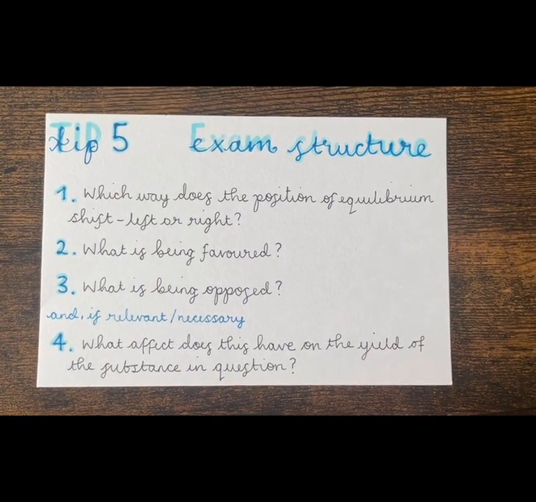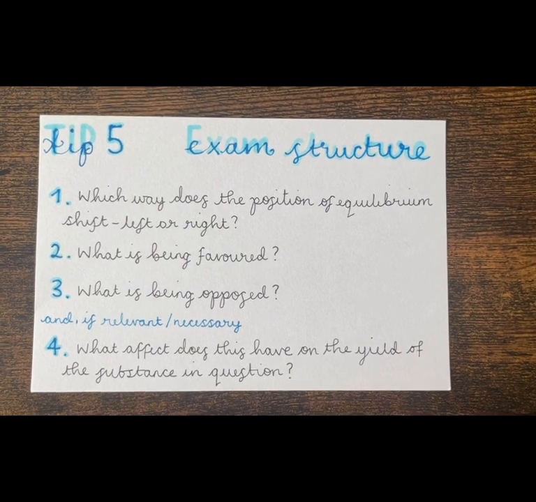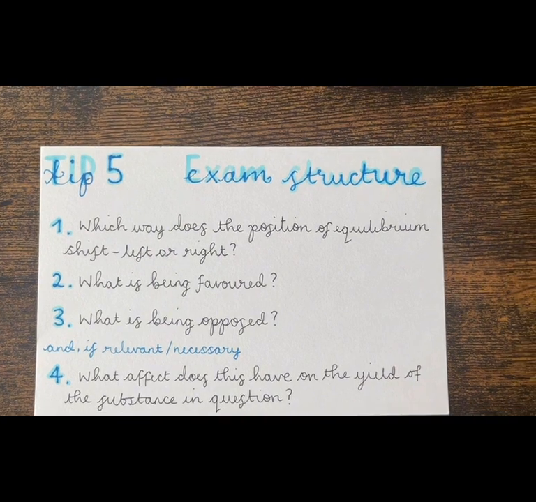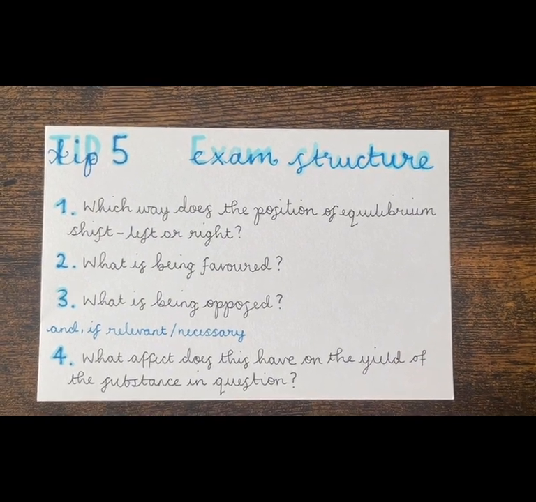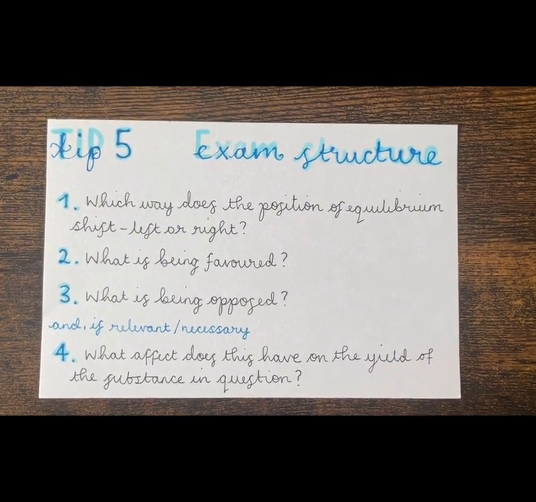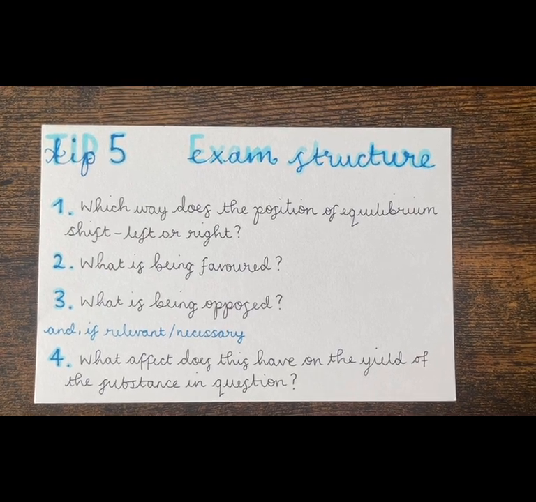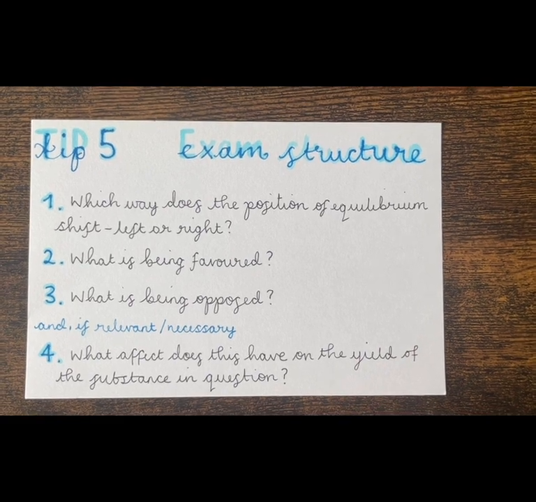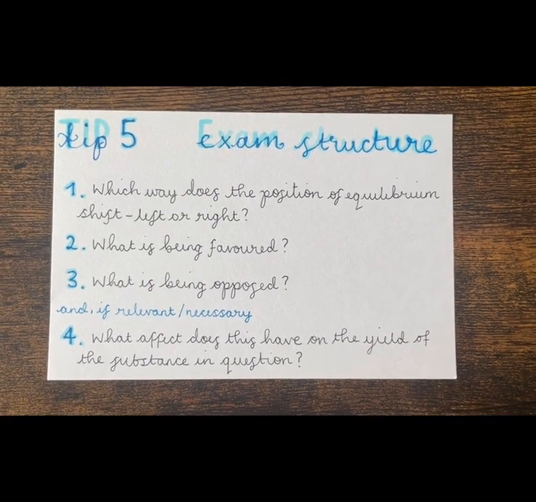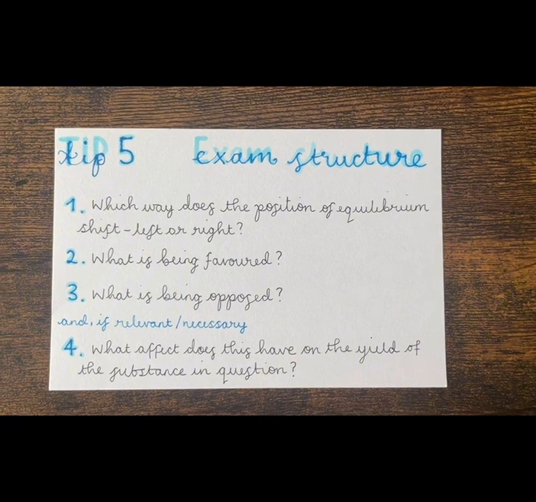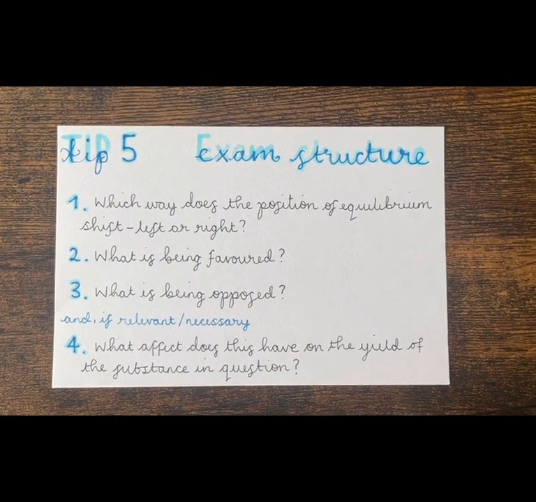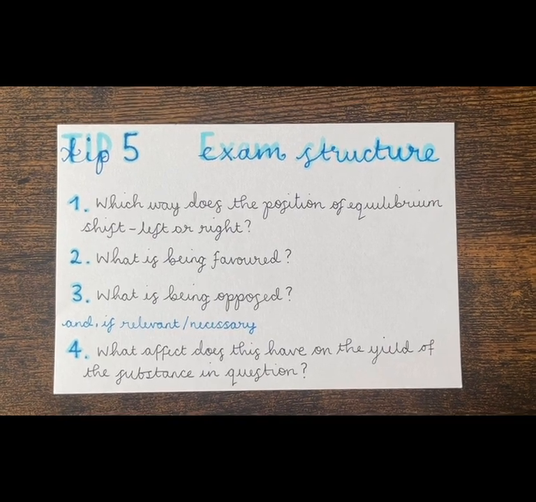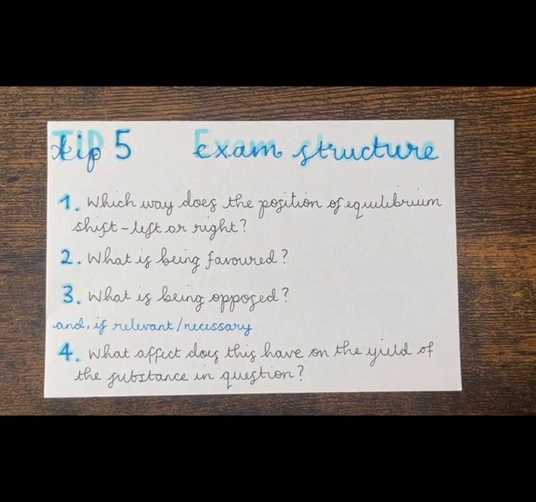So the first thing I would always say is, which way does the position of equilibrium shift? Is it shifting to the left towards the reactants, or is it shifting to the right towards the products? The second thing that I will mention is what is being favoured by that change in the position of equilibrium occurring. So is it favouring the exothermic reaction, or is it favouring the side with more moles of gas, or is it favouring the reaction that's going to use up and react away the extra concentration that's been added, whatever it might be. And then the third thing that you have to mention is what is being opposed by that happening.